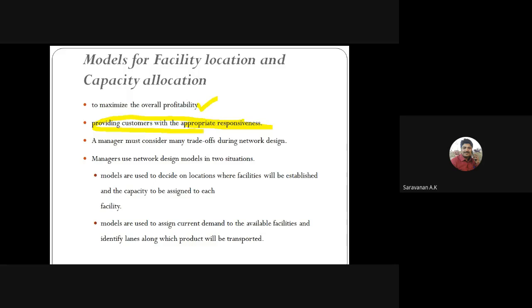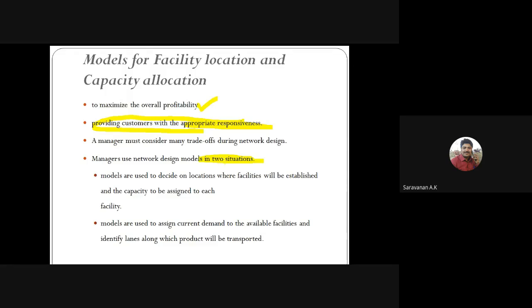So the managers use the network design models in two situations. What are the two situations that we can see? The first one is that the models are used to decide on the locations where the facilities will be established and the capacity to be assigned to each facility. The managers must make this decision considering a time horizon over which the location and capacity will not be altered. That we have to see in the first situation.